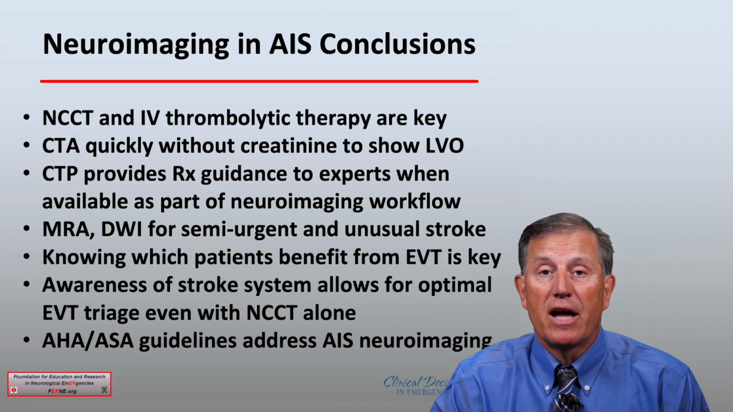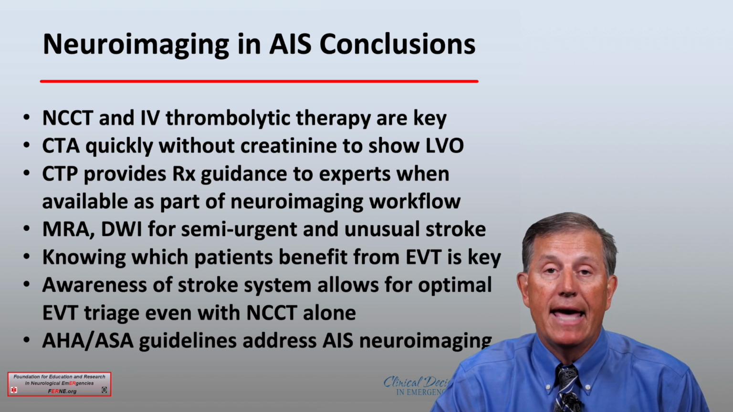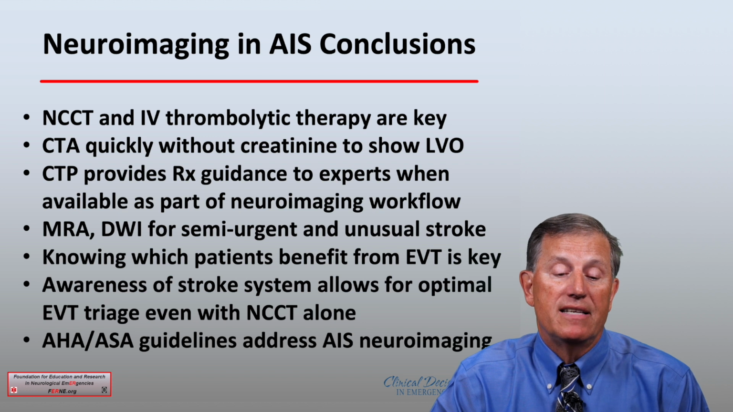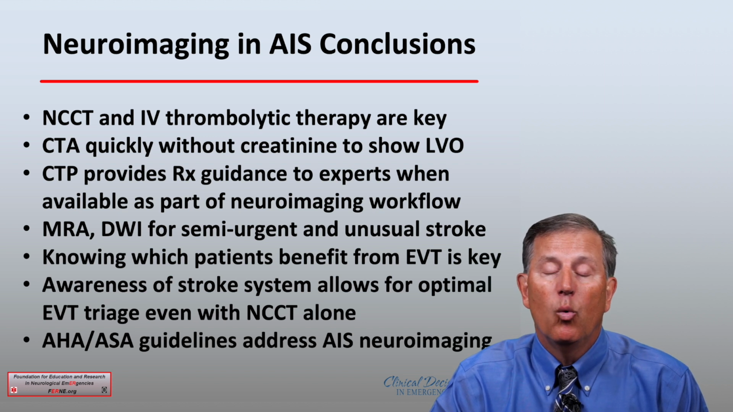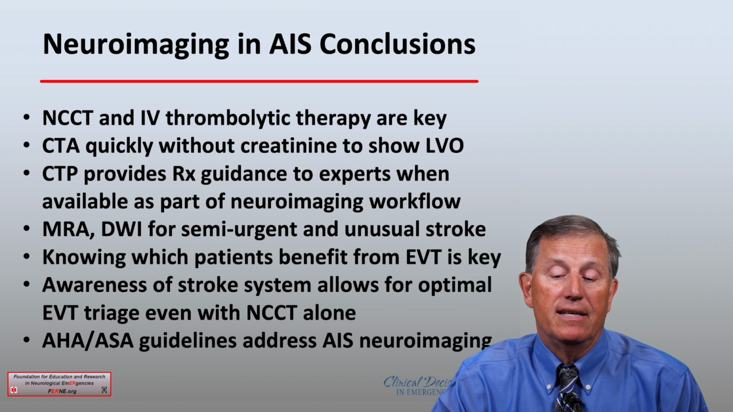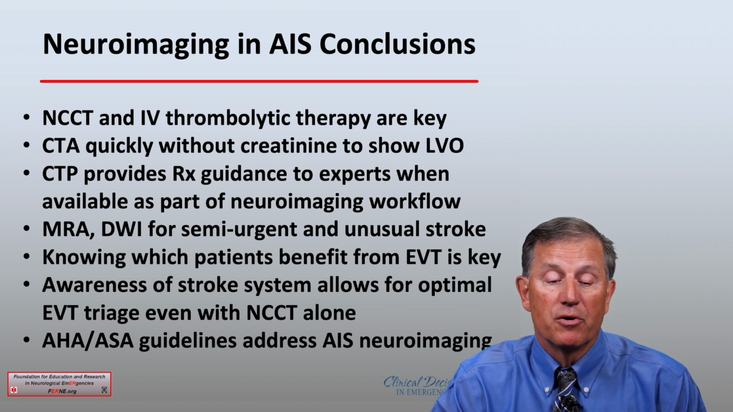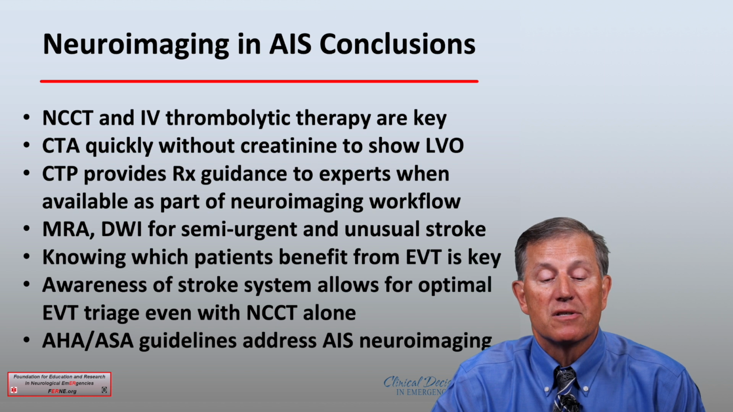We know that non-contrast CT and IV thrombolytic therapy is still key within 4.5 hours and is the standard of care. We know that CTA can quickly identify a lesion without the need of creatinine, and a large vessel occlusion can often be demonstrated reliably with a CTA. We know that CT perfusion provides treatment guidance to experts when it is available as part of the neuroimaging workflow. We know that MRA and DWI are used for semi-urgent and unusual strokes, as in young patients.